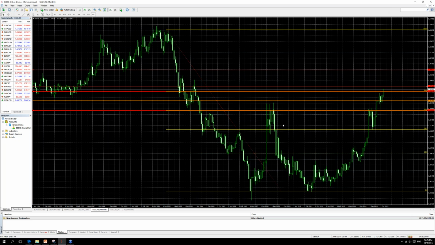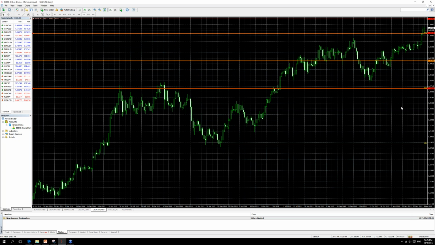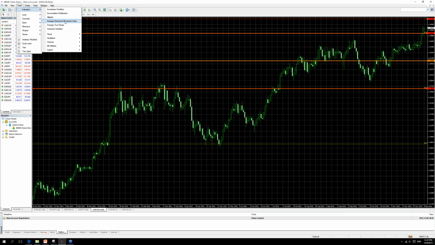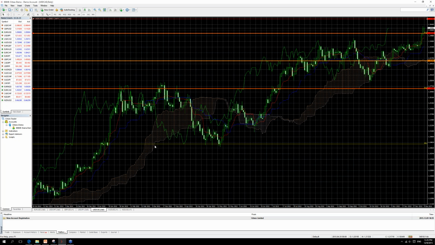So we just took a look at a long-term outlook for the dollar CAD pair. Now we're going to zoom in to the daily, and I'm also going to add an Ichimoku cloud to help us with our technical analysis. Guess what? The market, this is the Ichimoku cloud right over here.